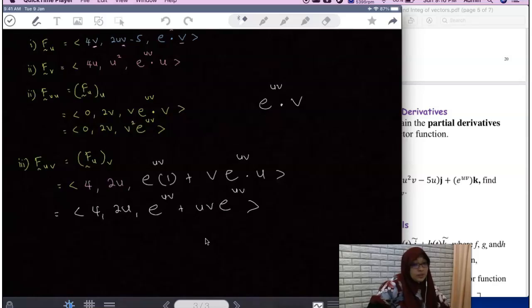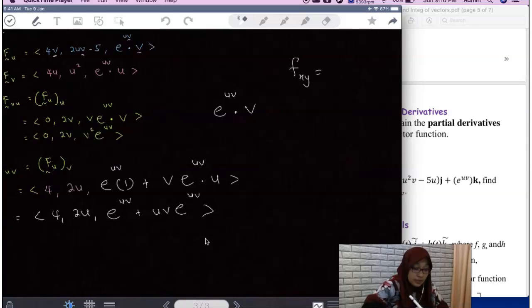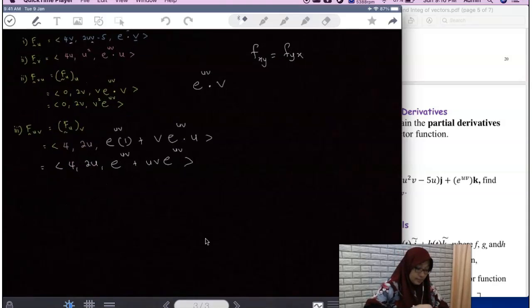f_uv and f_vu, the outcome will be the same. Why? As we discussed in method 2, for a mixed partial derivative of second order, for the regular function f, f_xy is always the same as f_yx, we just change the order.